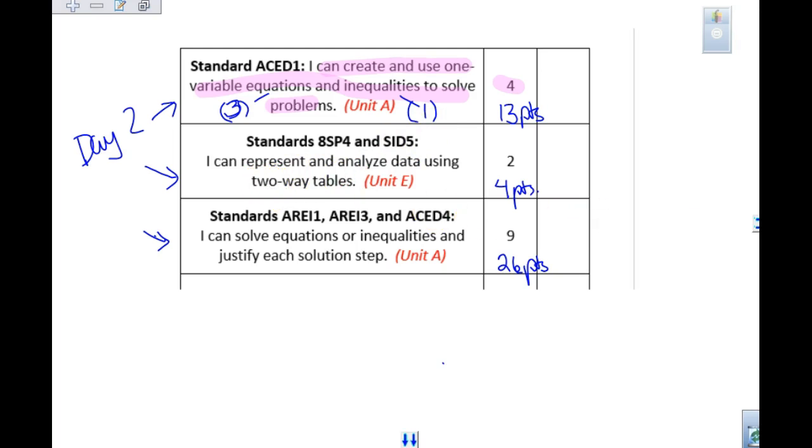The next standard that we are looking at on day 2 is that I can represent and analyze using that two-way table. What I am going to be looking at there is that when I give you the two-way table, that you can compare. And what I am going to be, I'm going to give you 2 tables, and I might ask you to compare and contrast. So that's going to be one thing you're going to be asked to do. So you're going to be asked to compare and contrast 2 things.